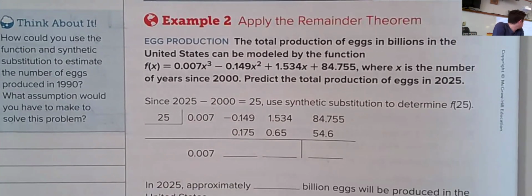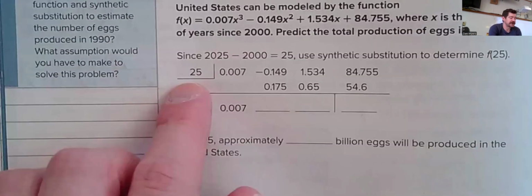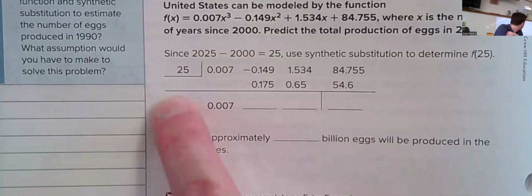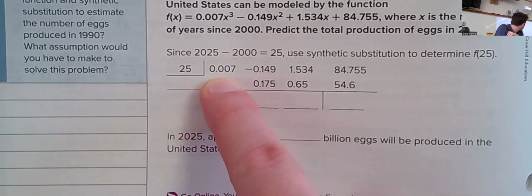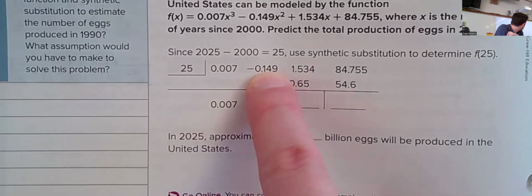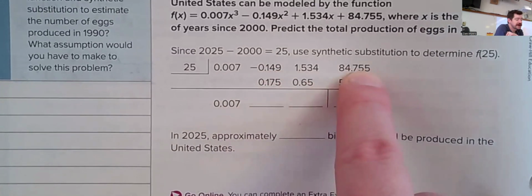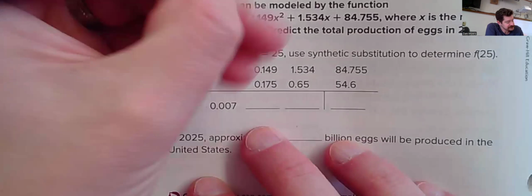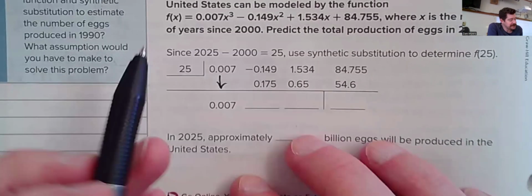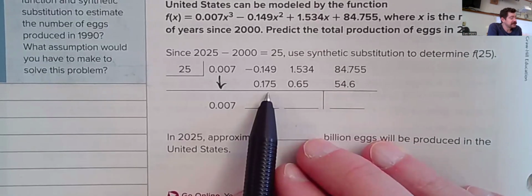Because we're talking about the number of years since 2000, and we're going with the year 2025, our x value, the number we're evaluating for, is 25. So here's our 25, and then here's our function. Here's our cube coefficient, 0.007. Here's our quadratic coefficient of -0.149. Here's our linear coefficient, and then our constant coefficient is right there. So we'll drop down the 0.007, and if you multiply 0.007 by 25, you get 0.175.